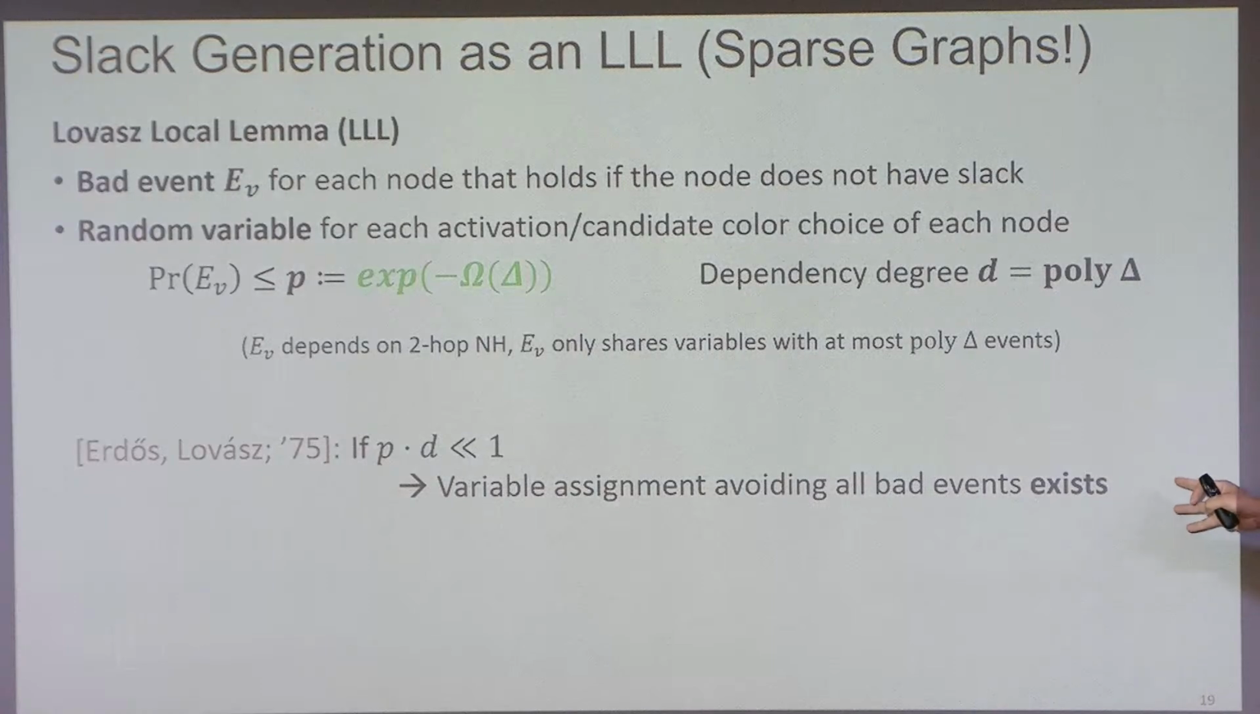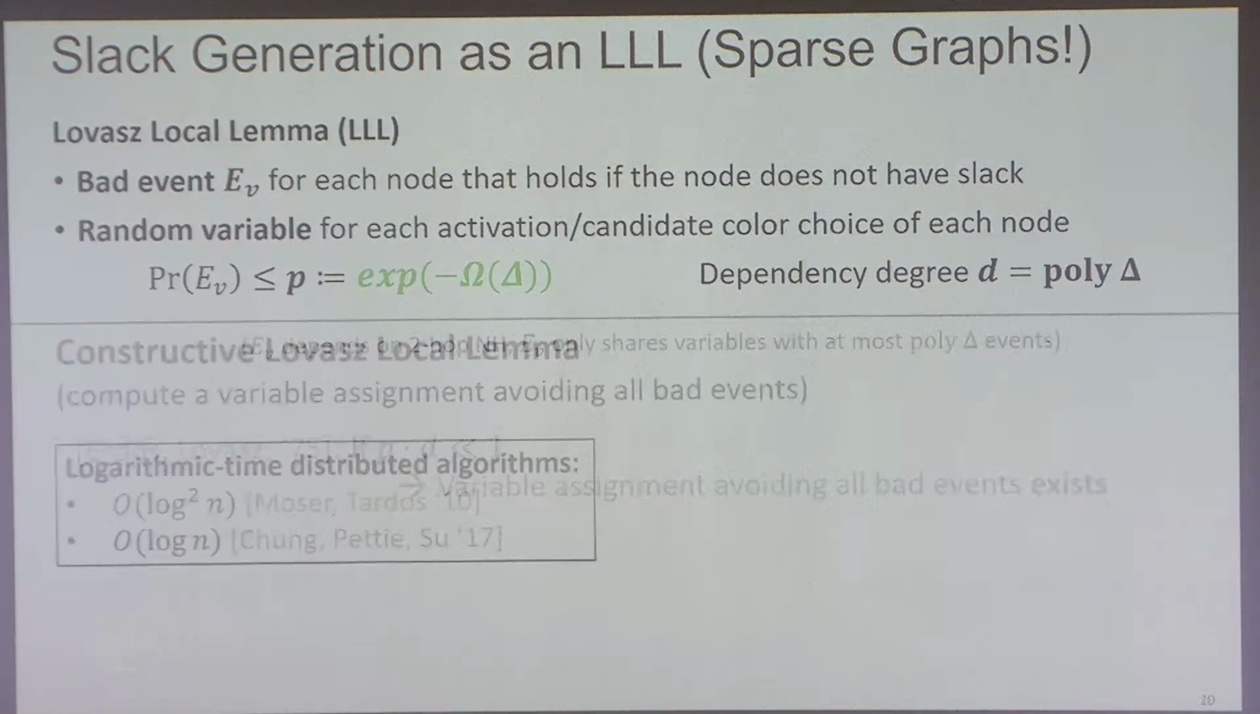This is not really surprising because we could also use Brooks' theorem to show existence. Brooks' theorem gives us a delta coloring of the graph, and you see in the delta coloring of the graph, every node of degree delta must have two neighbors which actually have the same color. And we could just use that as a variable assignment. So existence here is really not very useful and not very surprising. But we will use LLL to actually compute a variable assignment, so to compute this slack.